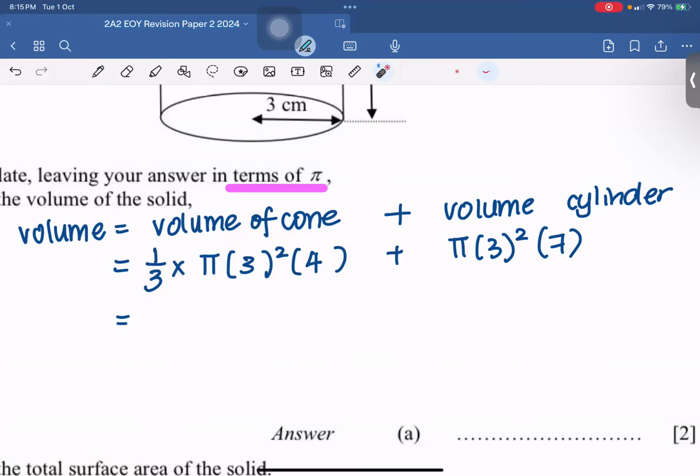So 1/3 times 3 square times 4. Anyone can help me? What do you get? I got 12 pi. Is it 12 pi? Yeah, 12 pi. Okay.